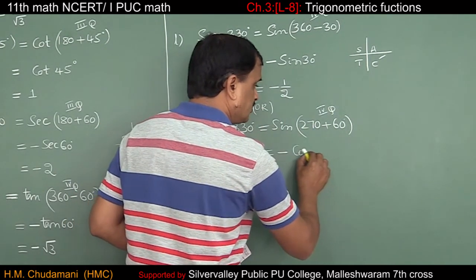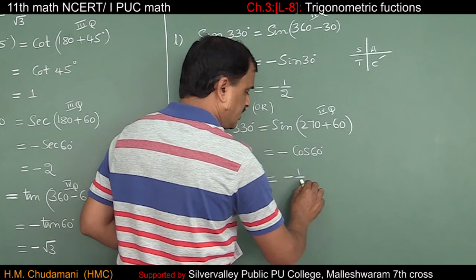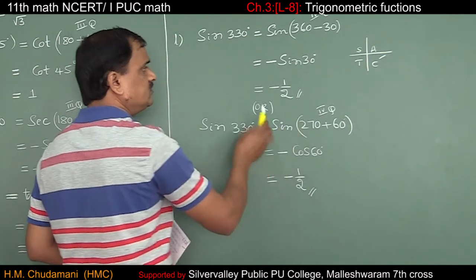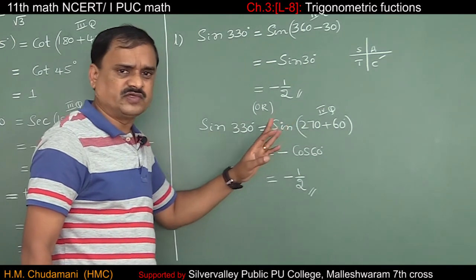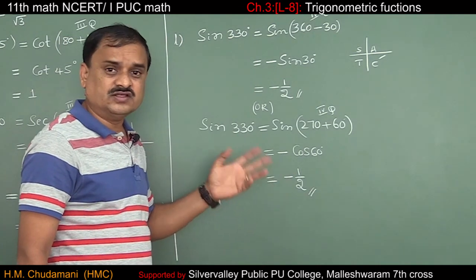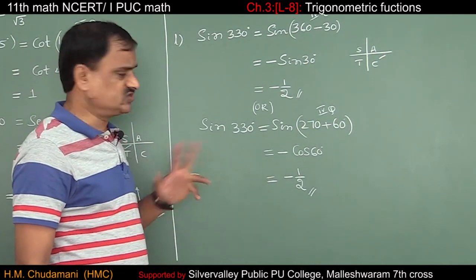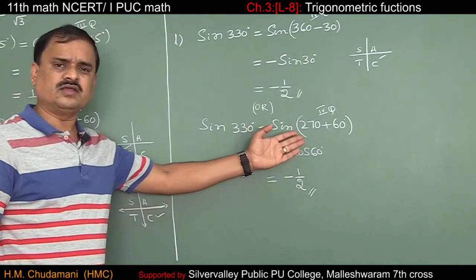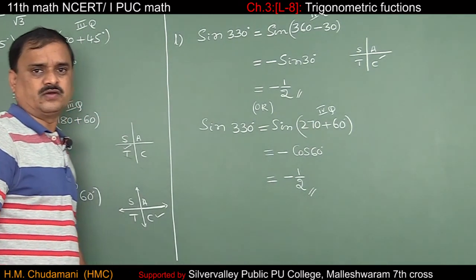Sin changes to what? Cos 60 degree. What is cos 60 degree? Cos 60 degree is the same as sin 30 degree, so minus 1 by 2. Observe, either you can write in terms of 360 or in terms of 270, and you get the same answer. It is better to go for even multiples of 90, 180 and 360, since the trigonometric function remains the same. You can write in terms of 90 and 270 also. Anyhow, you get the same answer.